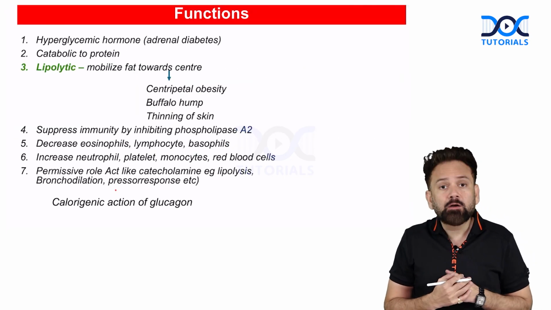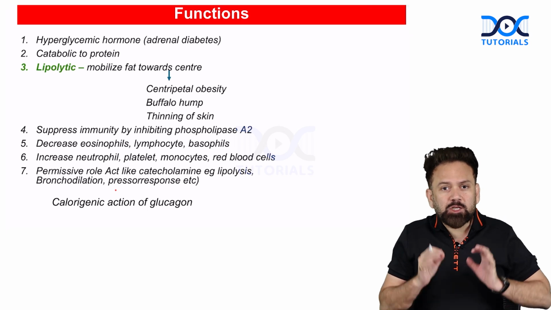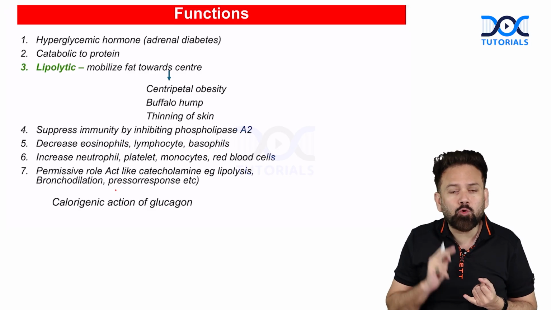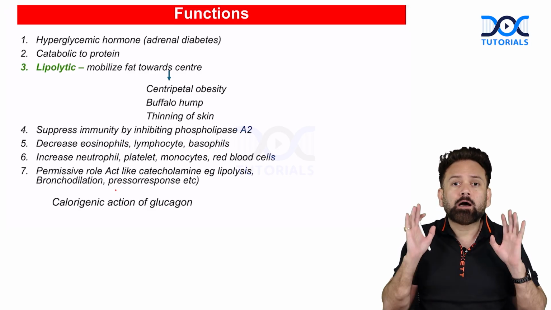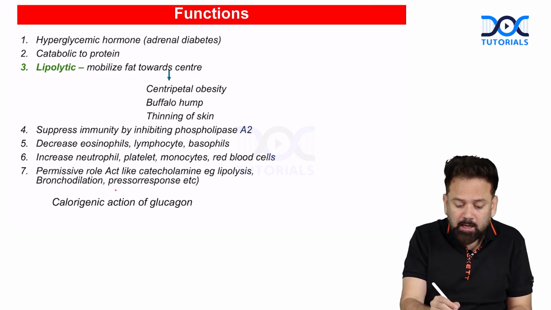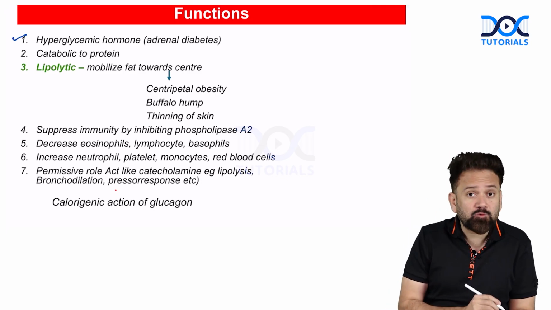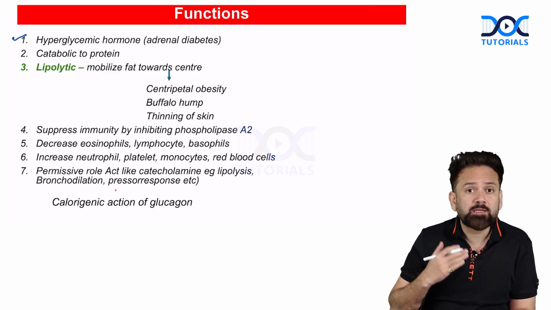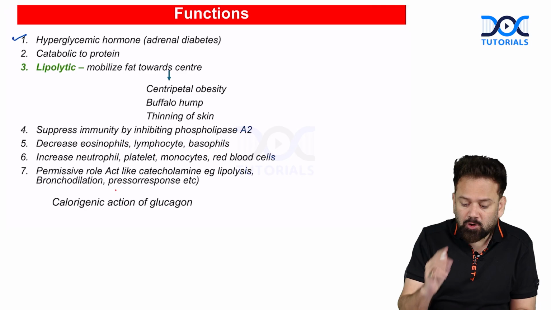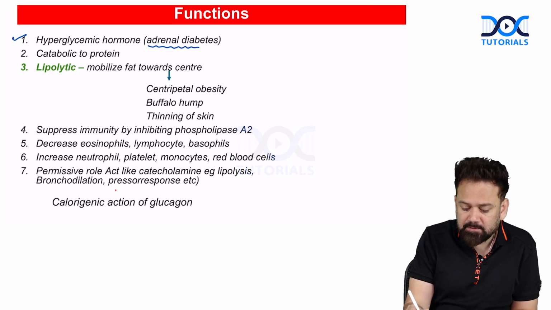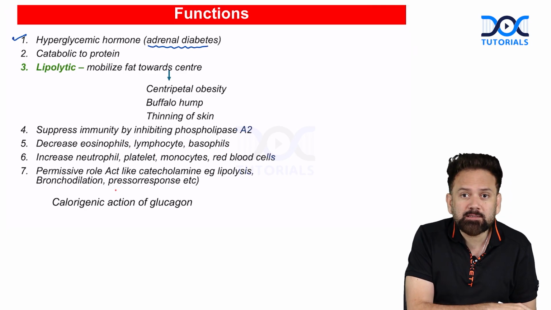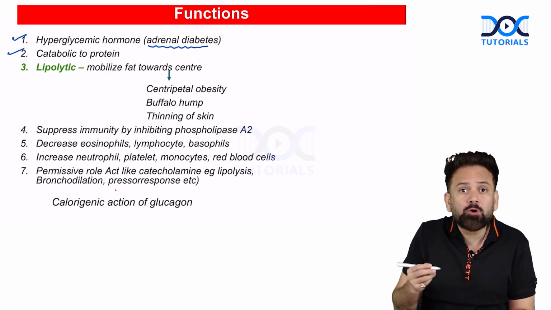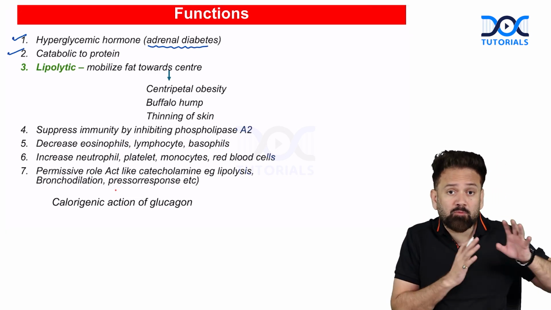Now, next point, what are the functions? Insulin is the only hypoglycemic hormone. Glucagon, cortisol, growth hormone, thyroid, they all are hyperglycemic. So this is also hyperglycemic. And that is why sometimes in Cushing disease, because of excess cortisol, there is an increase in blood sugar level, and that is called adrenal diabetes. Adrenal diabetes. And cortisol is catabolic to protein. It is catabolic to protein, not anabolic. Like growth hormone was anabolic.